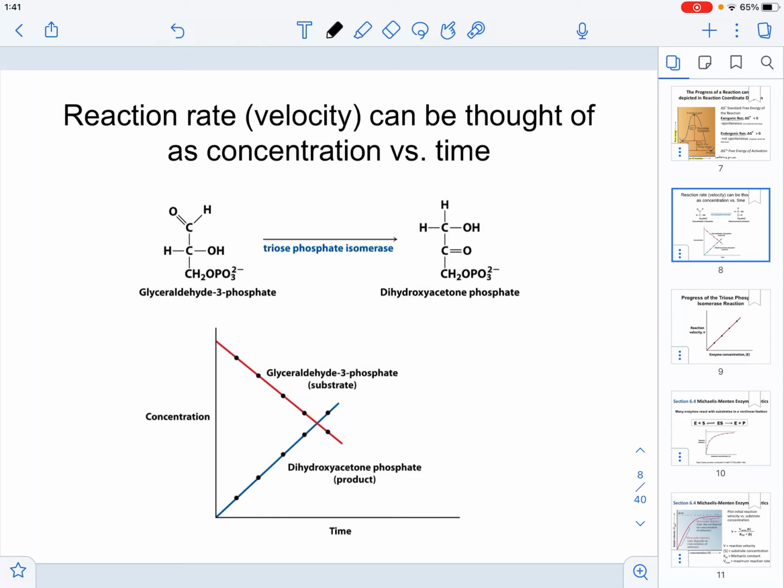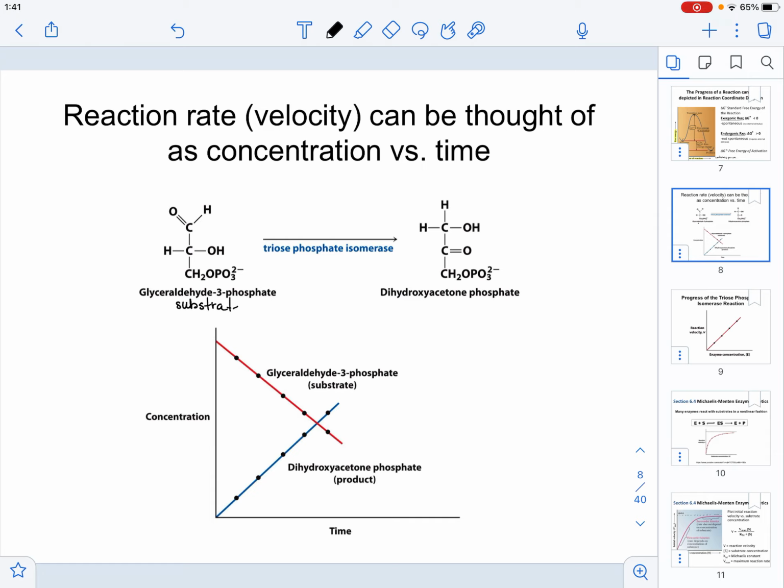In this video, we are going to continue talking about enzyme kinetics. Understand that the reaction rate, in other words, the velocity for an enzymatic reaction can be thought of as a concentration versus time plot.